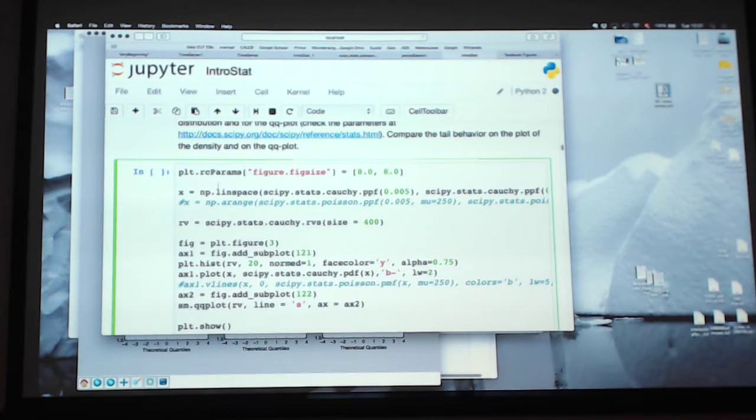What happens here? First, I define a grid, X grid, on which I can compute the distribution, the density values. This number here are the probability values, so it's very low. I would like to plot the Cauchy distribution from a very low quantile to a very high quantile.